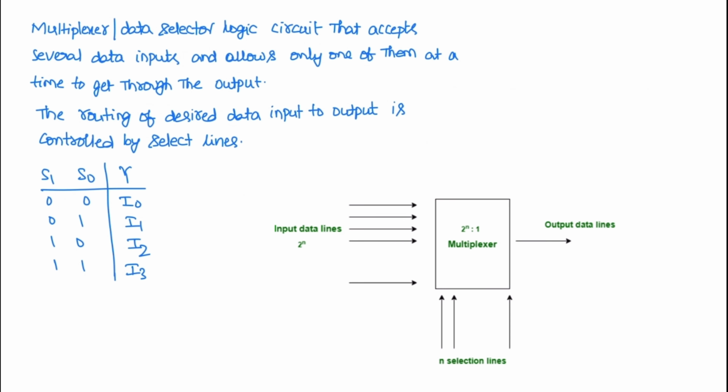Let us see some more points here related to multiplexer. Multiplexers are data selector logic circuits that accept several data inputs and allow only one of them at a time to go through to the output. The routing of the desired data input to the output is controlled by the selection lines.